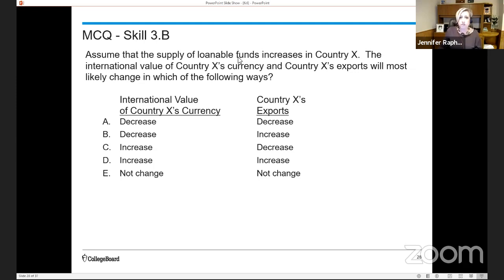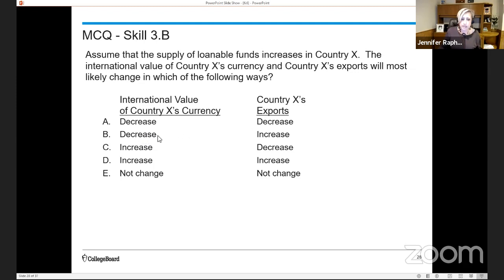So if the real interest rate falls, what's happening to financial capital flows? You recognize financial capital is going to flow out. So if financial capital flows out, what happens to the international value of the country's currency and then the country's exports? If financial capital is flowing out of the country, that means there's an increase in the supply of the currency on the foreign exchange market. That's going to cause the value of the currency to decrease. So our answer has to be A or B.